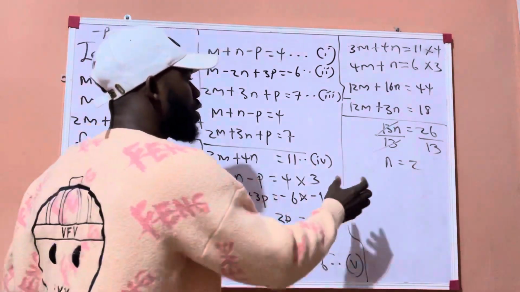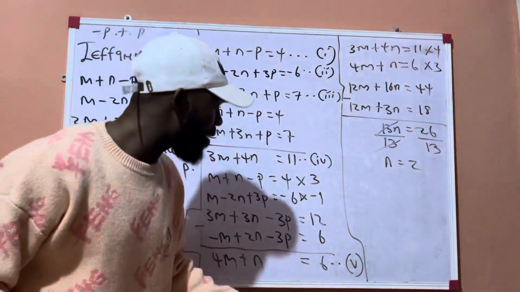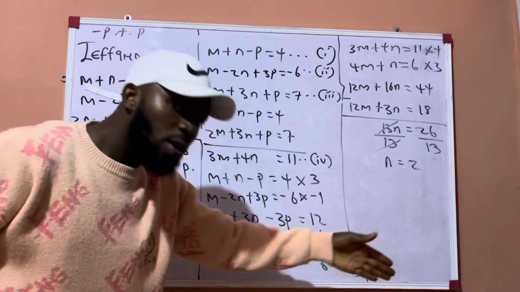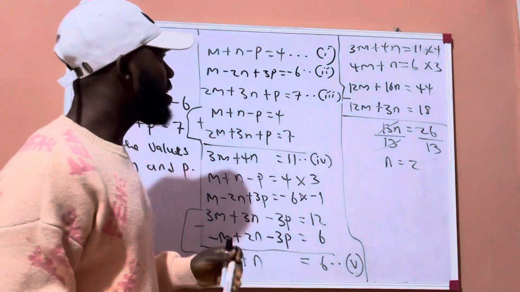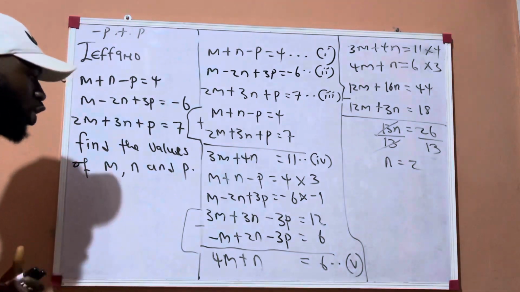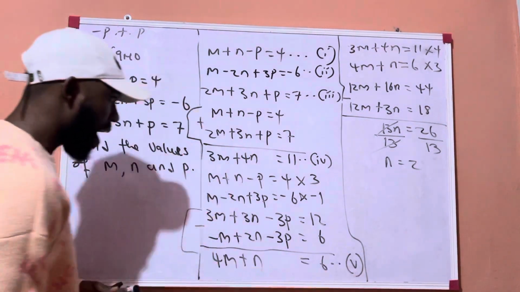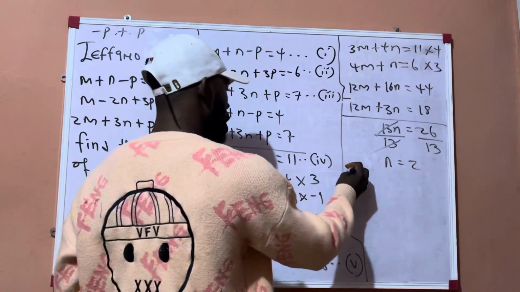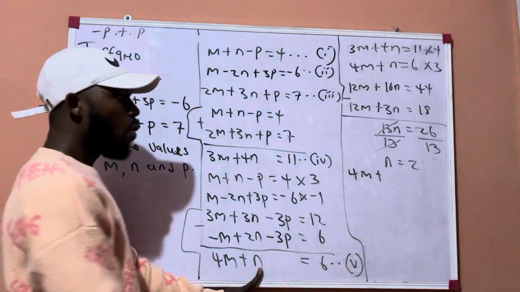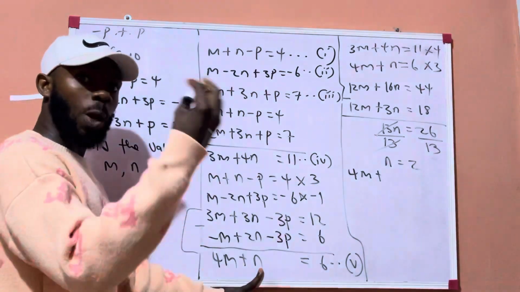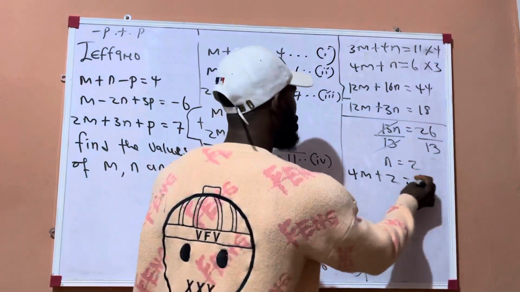So now, substituting the value of n in either equation 4 or equation 5, you will get the value of m. So far, anywhere you see n, give the value of what? 2. Now, in this case, I want to make use of equation 5. Bringing out equation 5, it says 4m plus n. But now, what is n? N is 2. So, substituting 2, I will now say plus 2 equal to 6.